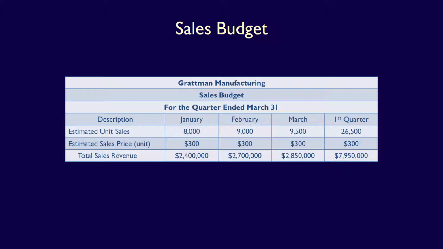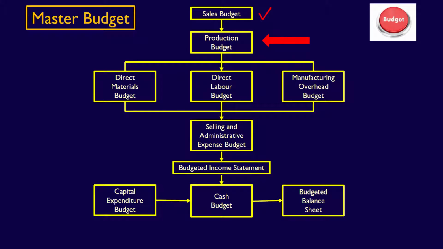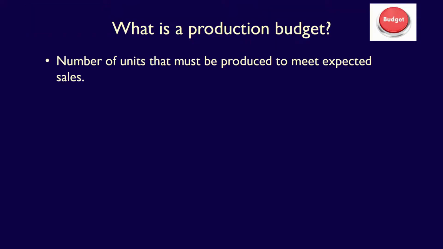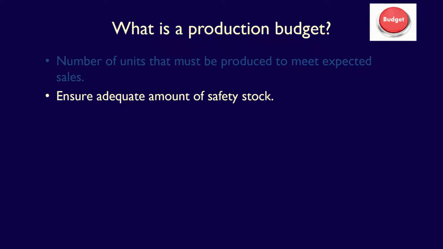Once management has estimated how many units they are expected to sell, they can determine the number of units they need to produce. They do that by producing the next operating budget in the master budget process, called the production budget. What is a production budget? The production budget shows the number of units the company must produce, not only to meet expected sales, but also to ensure the company has safety stock.